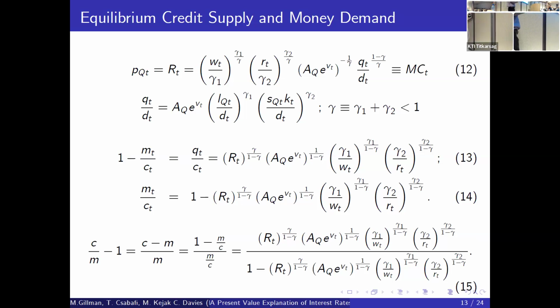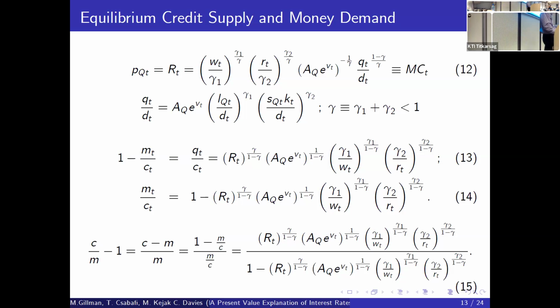Now, since gamma 1 plus gamma 2 add up to something less than 1, you have the production function yielding a rising marginal cost, because gamma 1 plus gamma 2 is less than 1. So then you can get your money demand and your credit demand. Q over C is your credit demand. M over C is your money demand. And then you get your velocity.